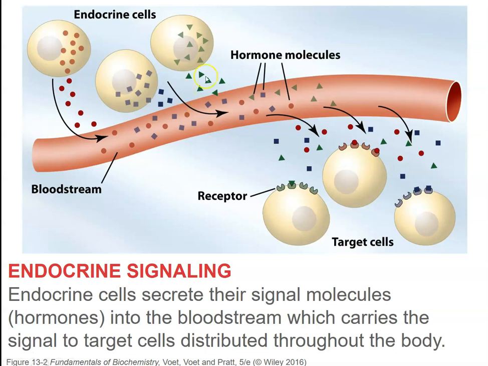So this shows here various endocrine cells that are secreting red circles or blue squares or green triangles, and the target cells will only respond to the signaling ligands, the hormones secreted by the endocrine cells, as long as they have the receptors in order to be able to bind to those signaling molecules.